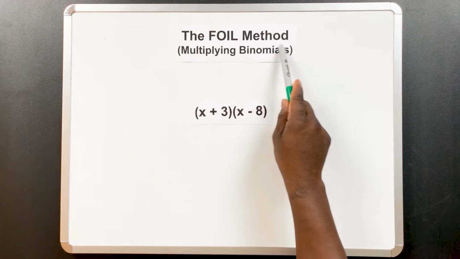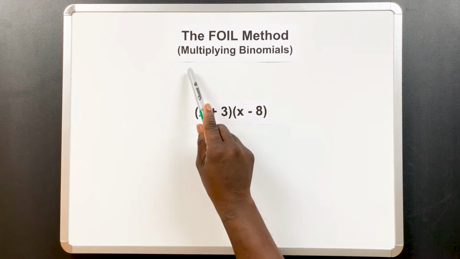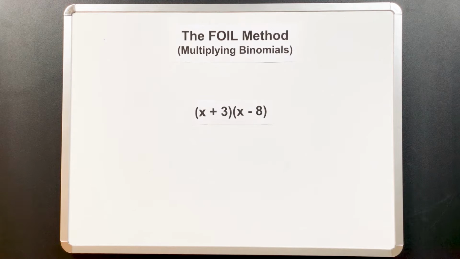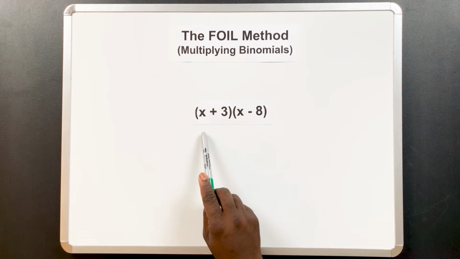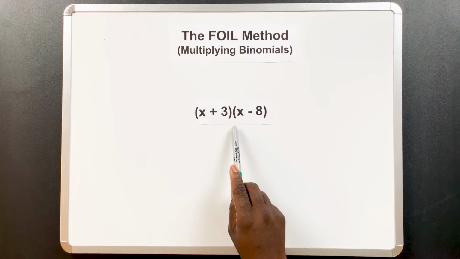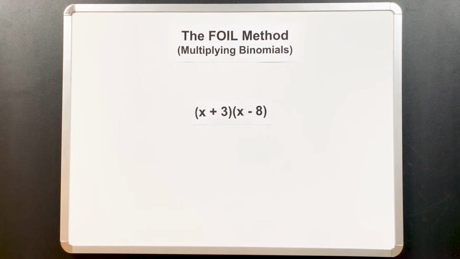So this is our main topic for the day. Again, using the FOIL method to multiply two binomial expressions. So here we are. We have the product of two binomial expressions. This is the quantity of x plus 3 multiplied by the quantity of x minus 8.